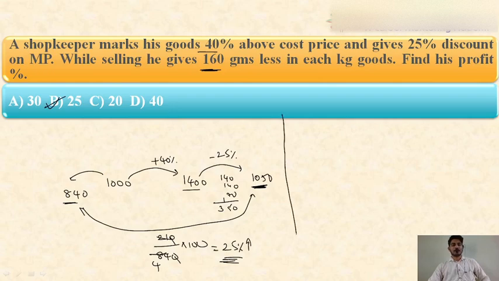So this can also be solved by using the ratio approach here. 40 percentage above. So 40 percentage means 2 out of 5. Initially it was 5 parts, later it will become 7 parts. 25 percentage discount means minus 1 by 4. Initially it was 4 parts, later it will become 3 parts, and the shopkeeper is giving 160 grams less. 160 grams less means the customer is getting 840 grams out of 1000 grams here.